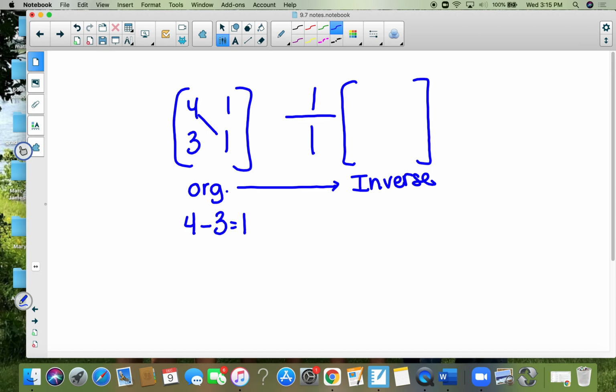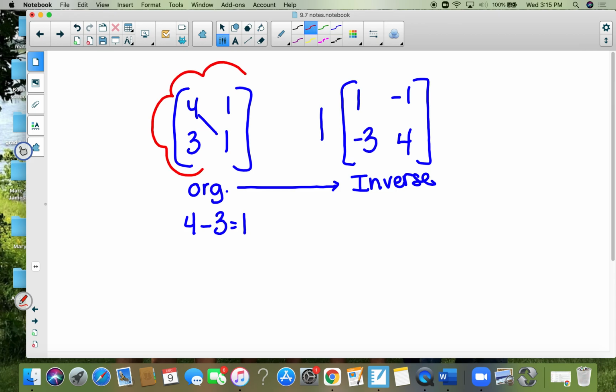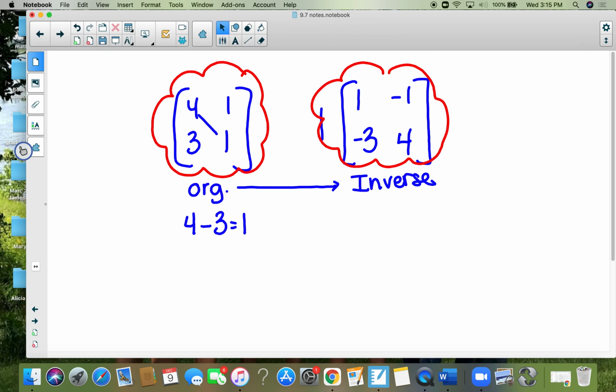And I think most of you know that 1 divided by 1 ends up being just a 1 out here, which you really don't even need then. You interchange the 1 and the 4, and you change these to their opposites. This one right here and this one right here are said to be inverses of each other. And that's all the notes for 9.7. How to find the inverse of a 2 by 2 matrix.